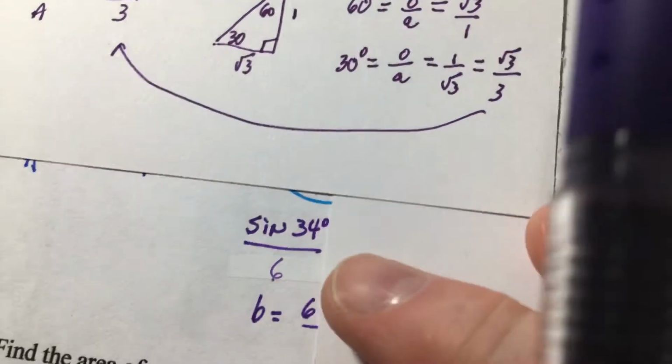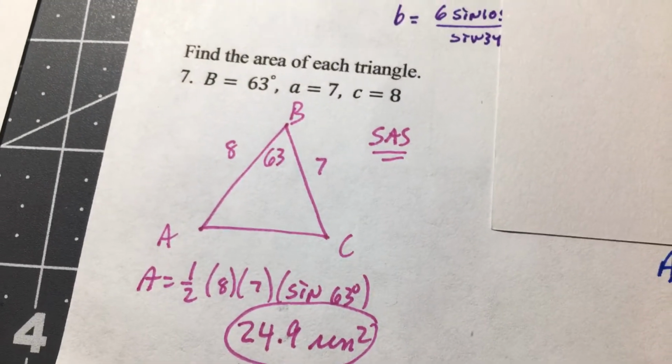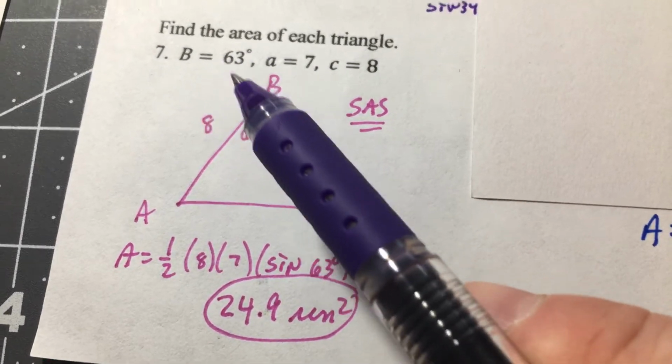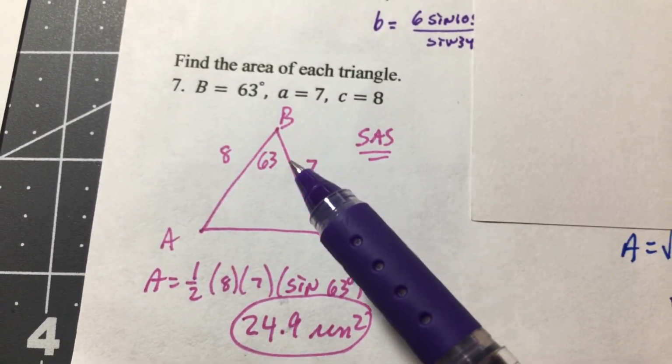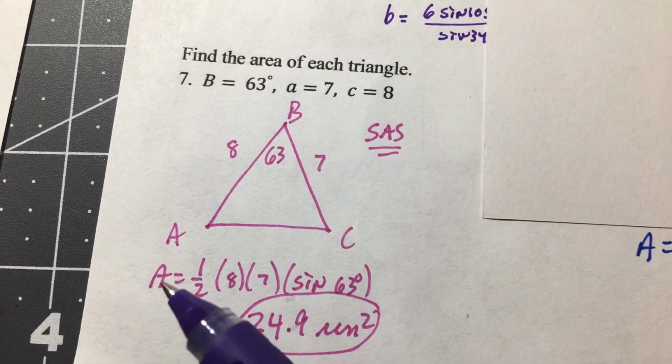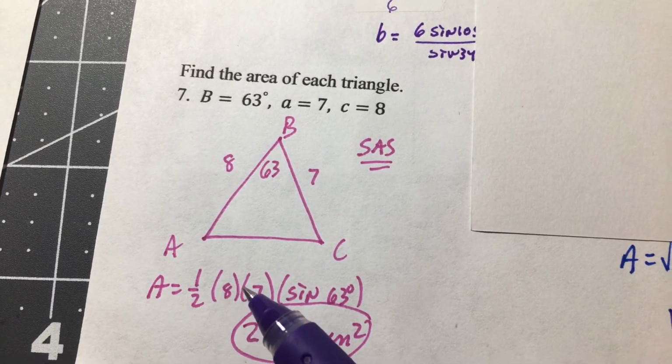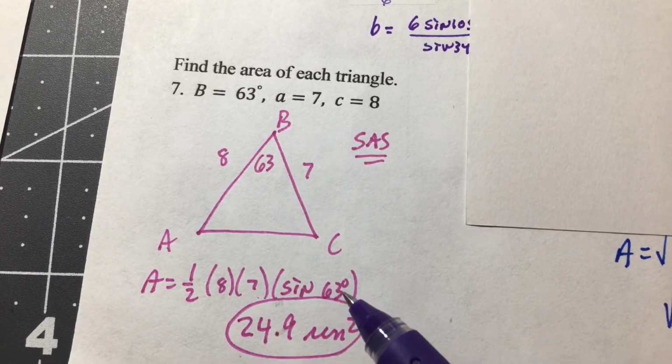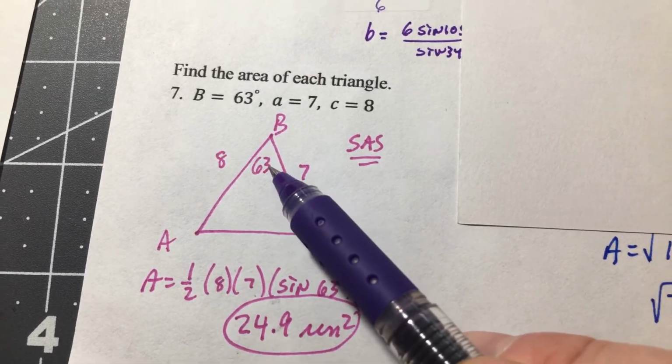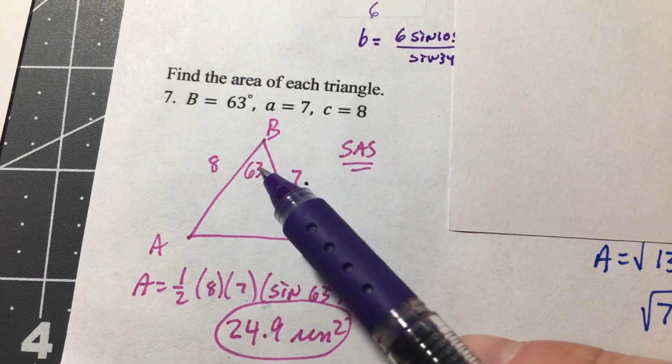Then number 7, and maybe you set it up wrong. Find the area. It's a side angle side, so you use the 1/2 side times side times the sine of the angle that's between them. Our angle is between our two sides, so that's the formula we use.